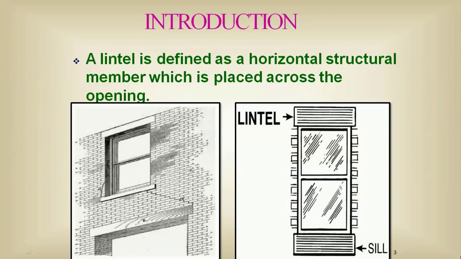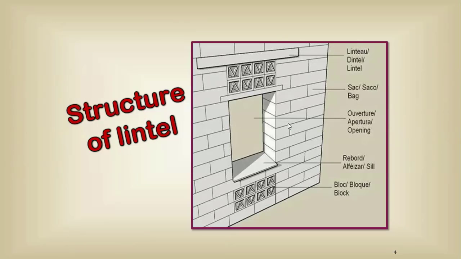So this is the lintel. This horizontal structural member which is placed across the opening is called the lintel. These are the structures of the lintel. This is the lintel, this is the opening, and these are the blocks.